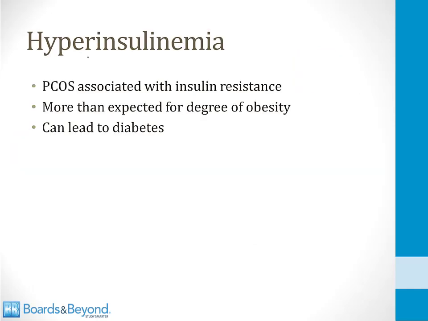I mentioned this before, but PCOS is associated with hyperinsulinemia. PCOS is associated with insulin resistance, and as a result, the woman's insulin level needs to rise in order to maintain normal blood sugar levels. Now, you may know that obesity is also associated with hyperinsulinemia, but the hyperinsulinemia seen in PCOS is more than expected for the degree of obesity seen in these women, and this can lead to diabetes. How this ties in with the hormonal abnormalities is not well understood. I've always thought of it as a side issue to the hormonal problems.